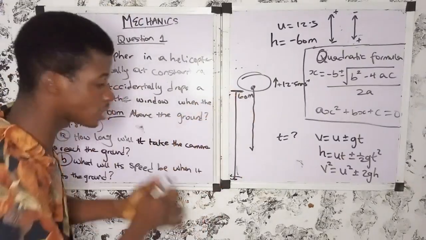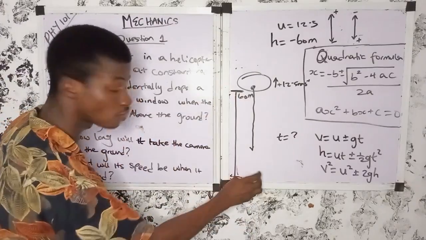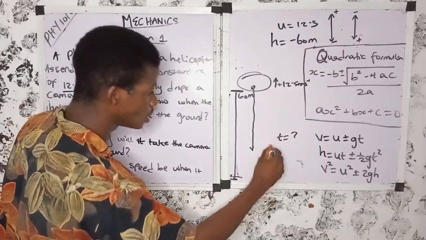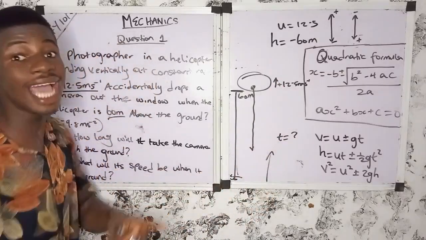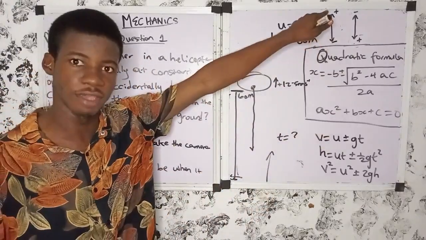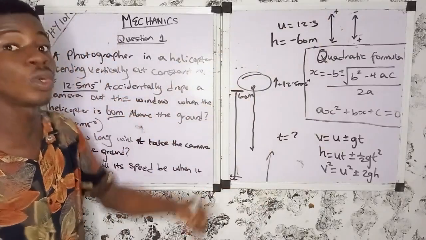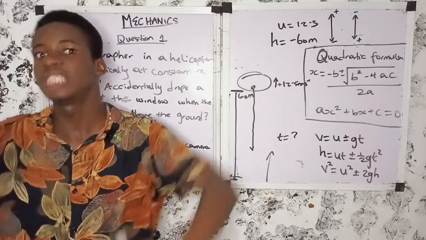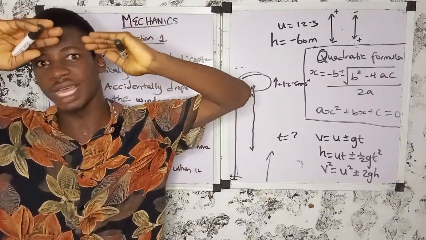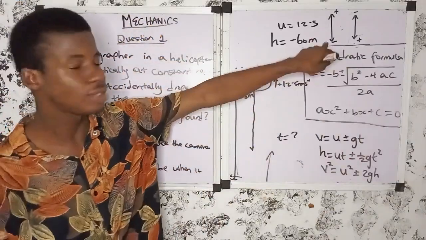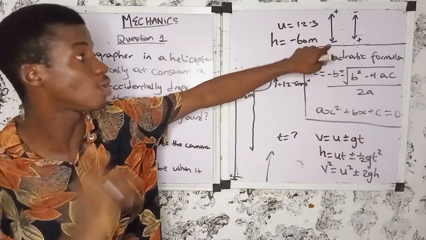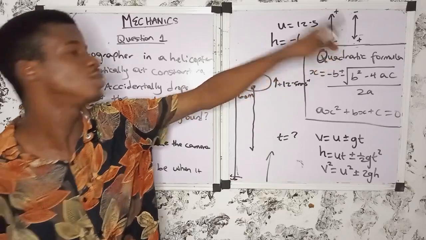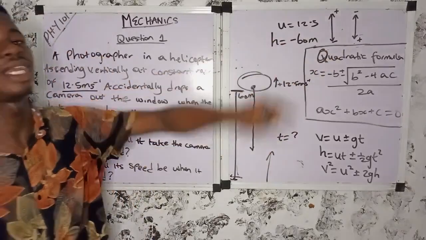For example, if a body is thrown upward from the ground to a height of 60, going upward using the first coordinate, the height would have been positive. The reason the height is negative is that the camera is falling downward from that height. Since we are using the very first coordinate, and downward is usually negative, the height is minus 60.